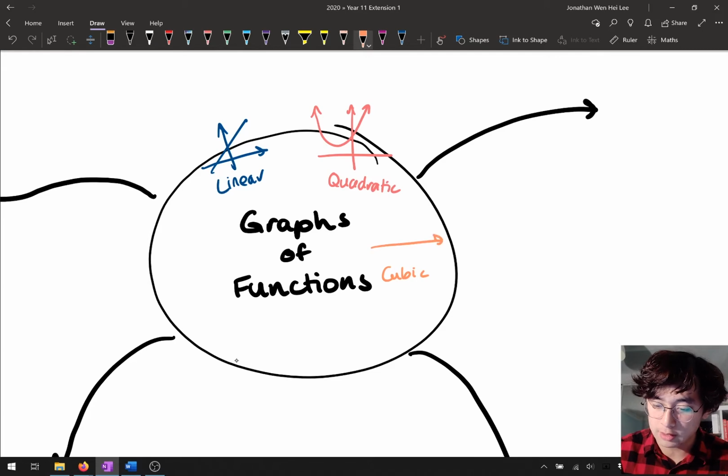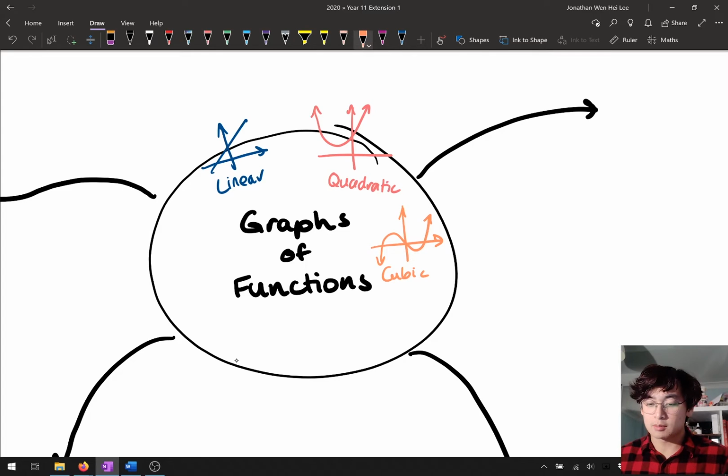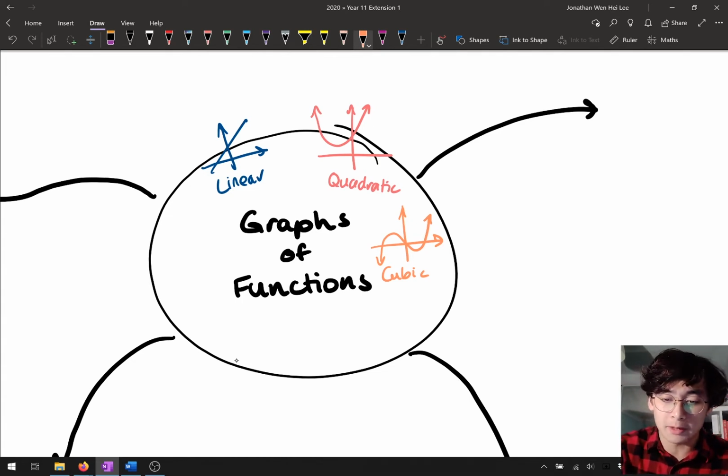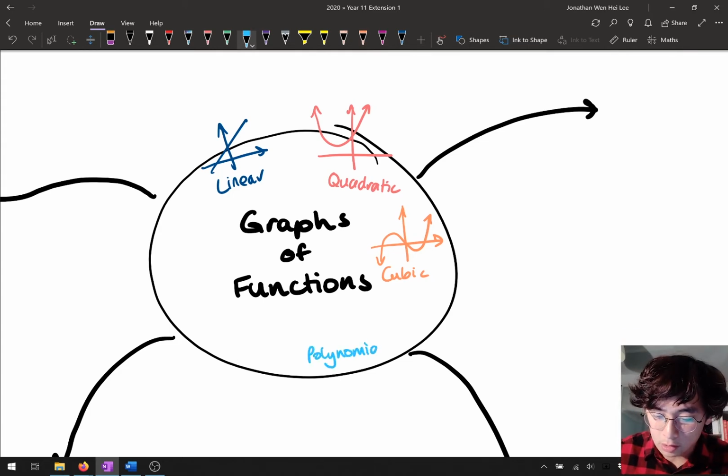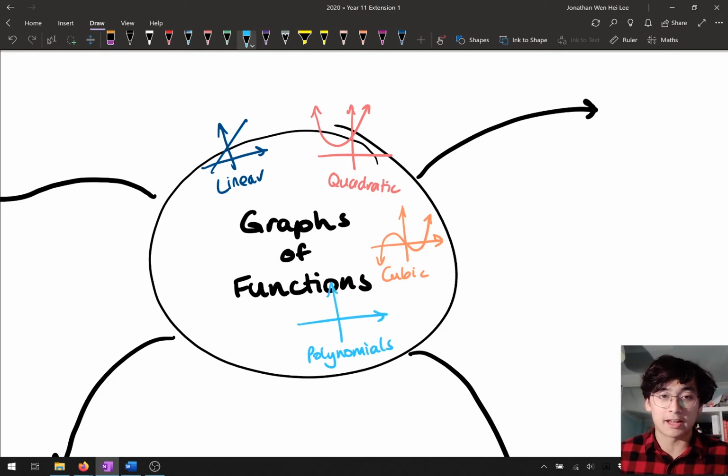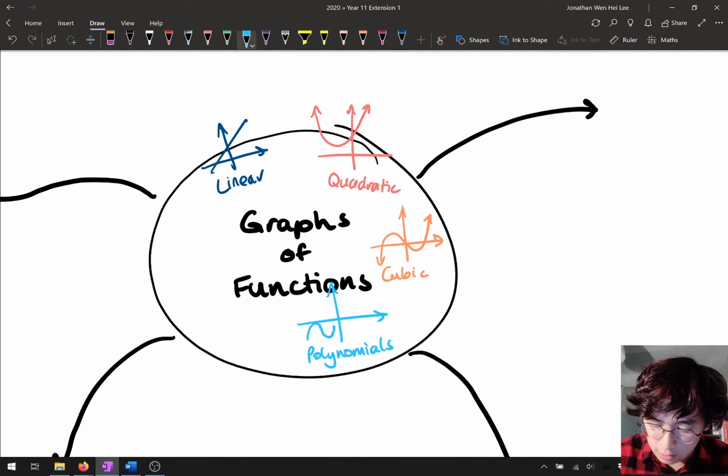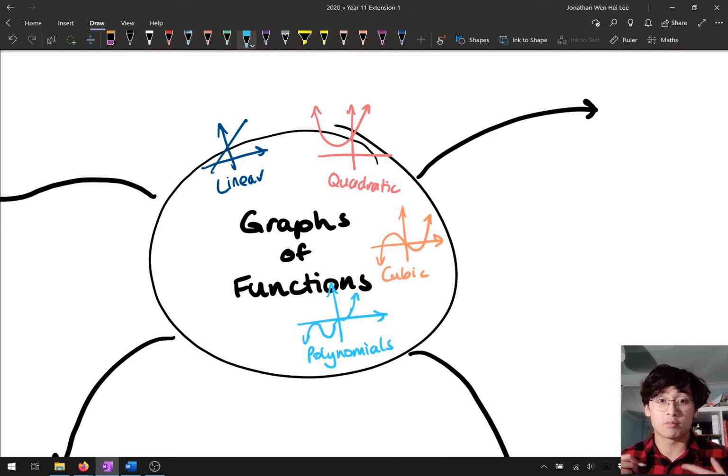Cubic functions have a weird shape, like a weird S sometimes. Then at the start of this term, and also last term in Extension 1, we looked at polynomials. This term we looked at graphing polynomials, and we found that depending on what degree the polynomial had and what the factors were, they had weird shapes that we could come up with.